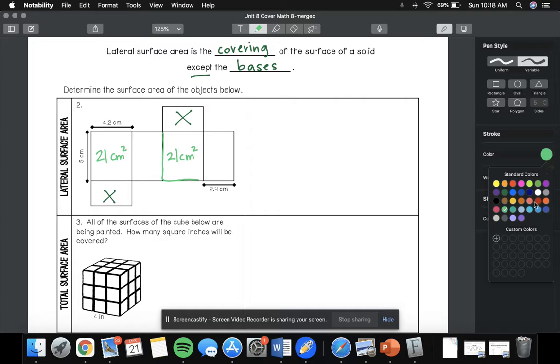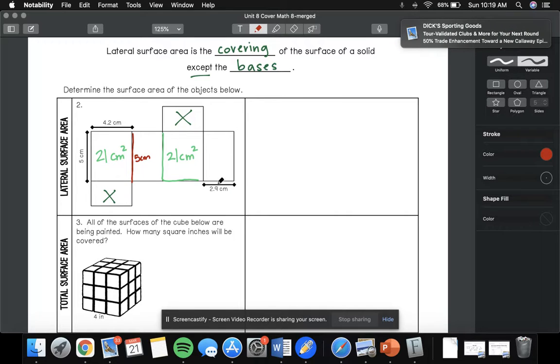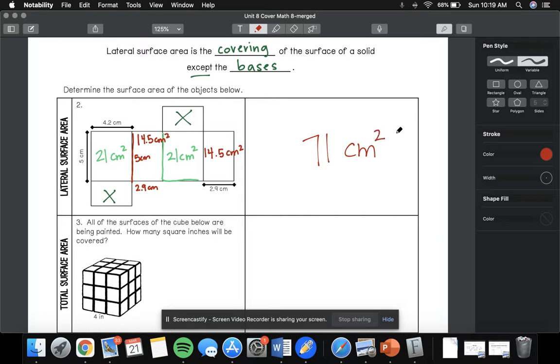Okay. Then we have to figure out the other one, right? So I know that this would be 5 centimeters, and using my deduction skills, this would be 2.9 centimeters. So I'm going to do 5 times 2.9, and I get 14.5 square centimeters, which means this one is also 14.5 square centimeters. So then I'm going to add all 4 of those together. Again, lateral surface area means not the bases. So I'm going to do 21 plus 21 plus 14.5 plus 14.5. And I get 71 square centimeters total.